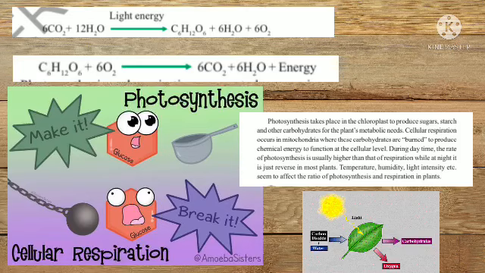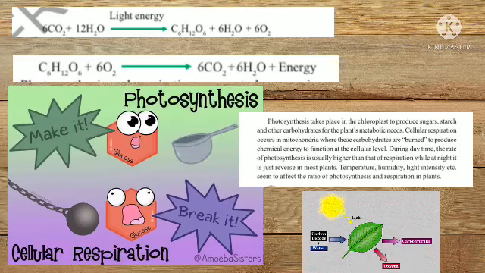But in the second step, you can see that the breakdown of the food material takes place by breaking down the glucose molecule: C6H12O6 plus 6O2 leads to the formation of 6CO2 plus 6H2O. Along with that, energy is also produced. By these two equations, it is clear that one equation proves the formation of food material, and the second equation proves the breaking down of the food material.